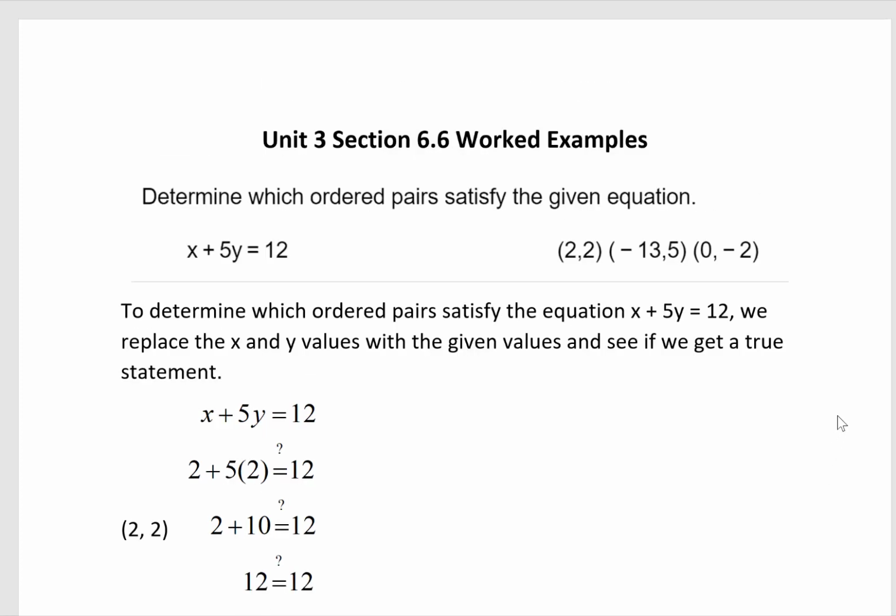So the first values they gave us were 2, 2. So I've replaced x with 2 and y with 2, and on the left side I have 2 plus 5 times 2, which is 2 plus 10, and on the left side I get 12, and on the right side I have 12, so therefore I see that this choice does satisfy the equation, this ordered pair.